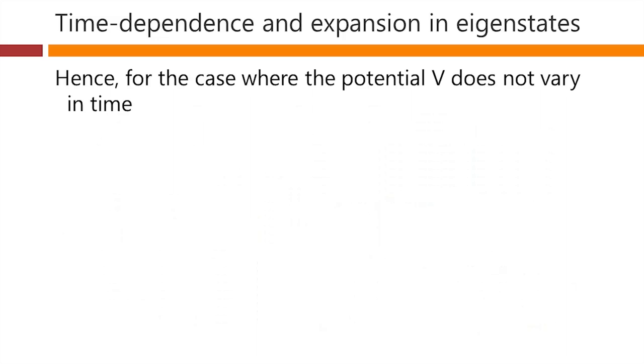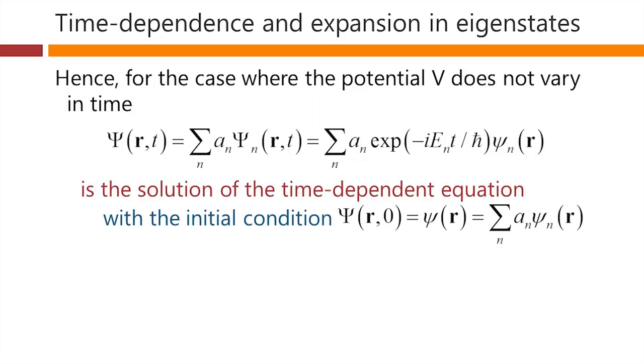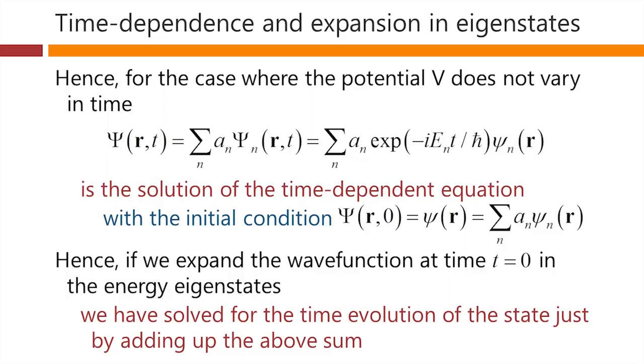Hence, for the case where the potential V does not vary in time, here's our solution of the time-dependent equation. We have our initial condition. For some reason, we knew what this was. We expanded it in the energy eigenstates that we could figure out. This is a complete set. Hence, expanding the wave function at time t equals 0 in the energy eigenstates, we have solved for the time evolution of the state just by adding up all of these terms. There's no more work to do.